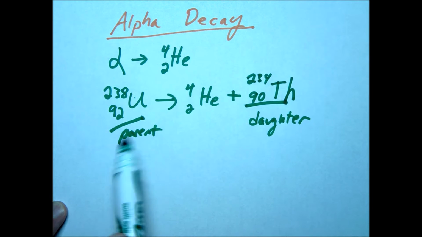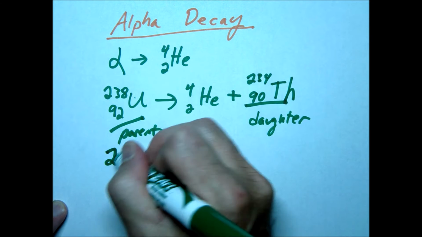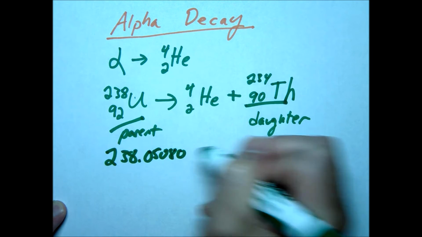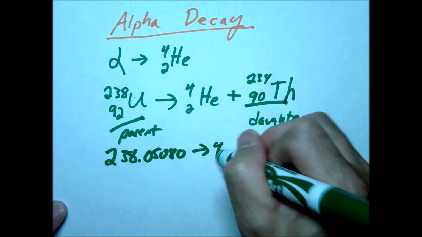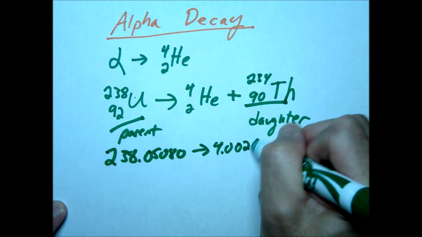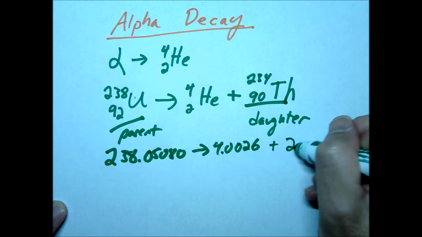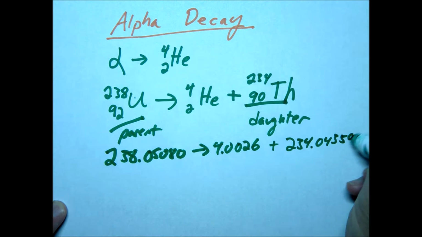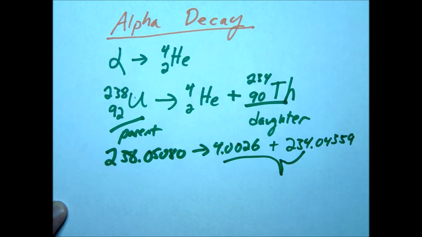Now, let's take a look at the masses of these. The mass of uranium, look it up in a chart, is 238.05080. The helium mass is going to be 4.0026. And then the thorium mass is going to be 234.04359. So the point is, let's look at what the combination afterwards is.